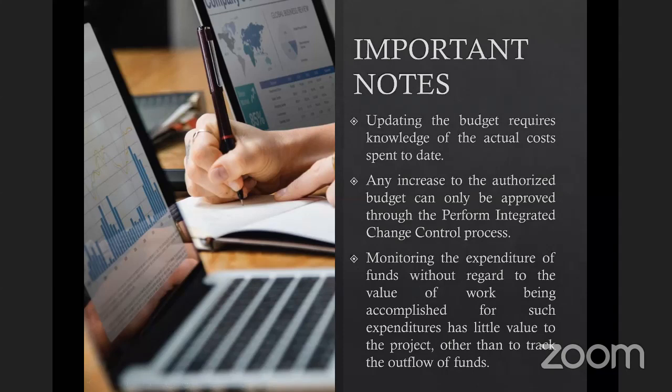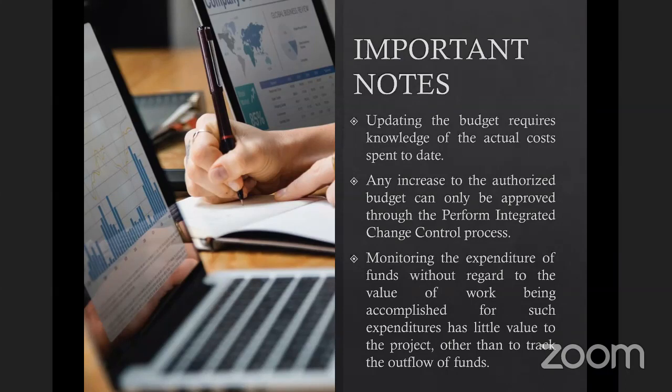Updating the budget would require the knowledge of the actual costs spent to date. So in the process of controlling, for you to be able to update the budget, you will need to have actual costs spent to date. Now, any increase to the authorized budget can only be approved through the Perform Integrated Change Control process. So that needs to be incorporated in your control process.